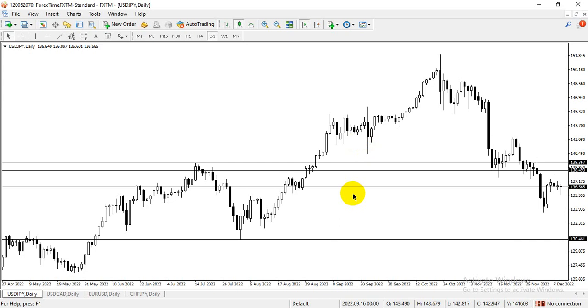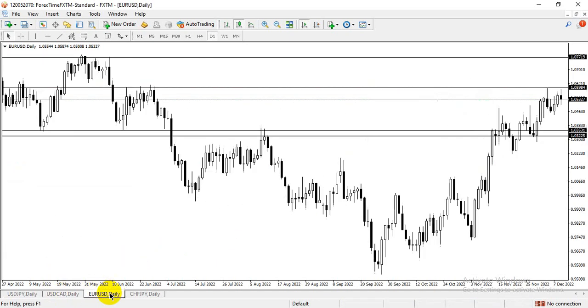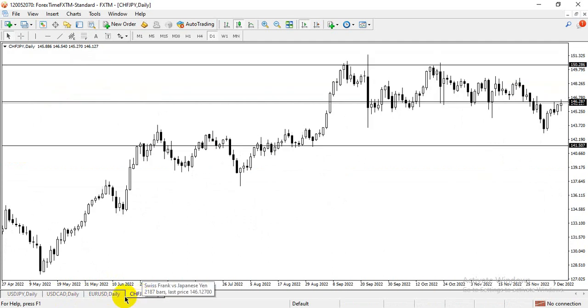So this is Winning Traders as usual, and I'm going to give us analysis on four markets: USDJPY, USDCAD, EURUSD, and CHFJPY.